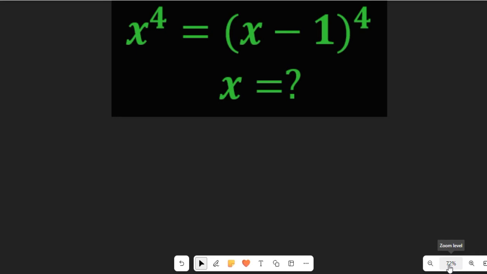Let's learn how to solve this nice maths Olympiad problem. We're asked to find the whole roots of x. Now, to go ahead solving this, we're going to bring the left-hand side straight to the right-hand side, and the right-hand side straight to the left-hand side.